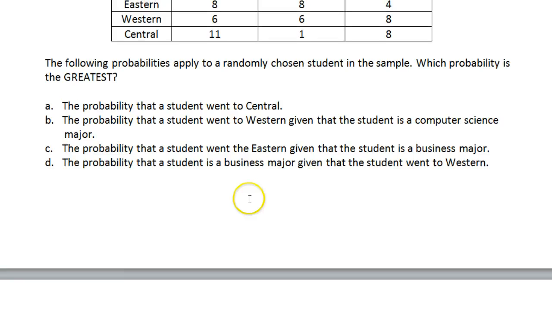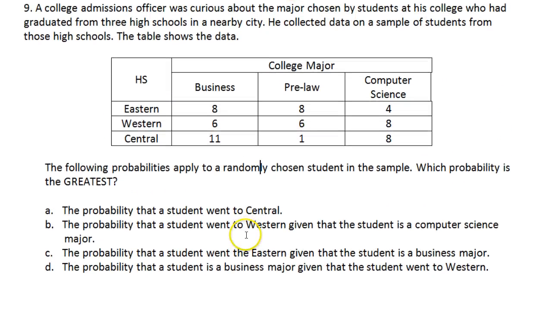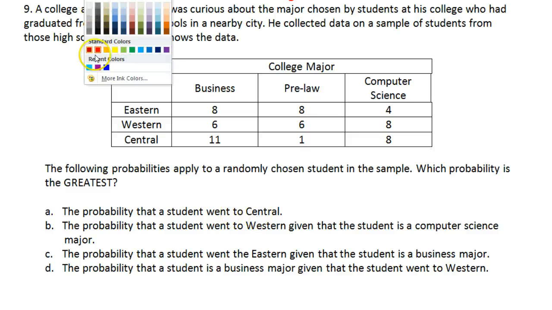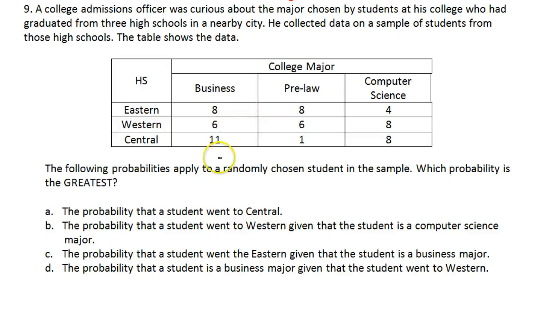Okay, so this is multiple choice? So, yeah, I guess we just have to calculate all these probabilities and then see which one was greatest. So, the probability that a student went to Central. It doesn't say given anything, so it's just the probability the student went to Central.